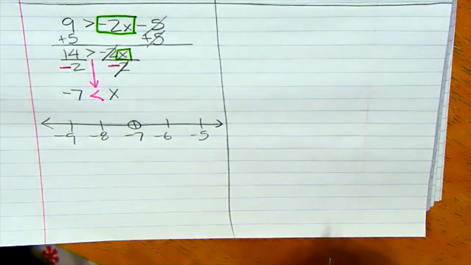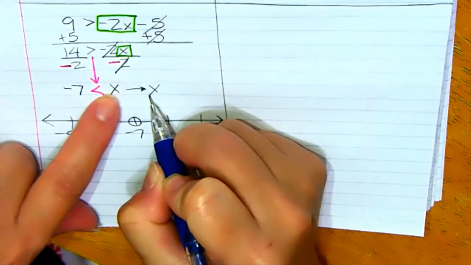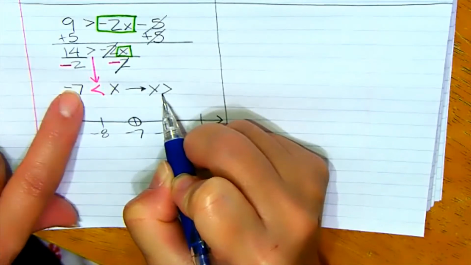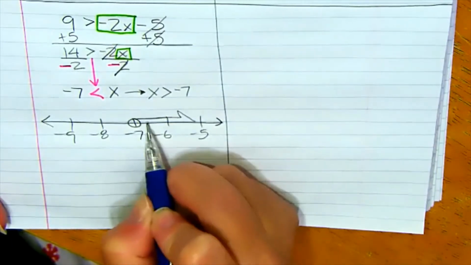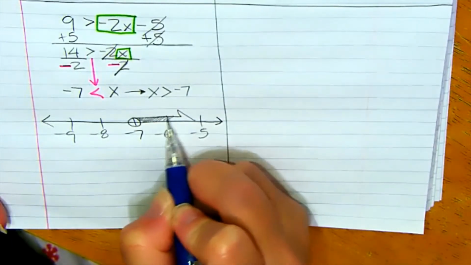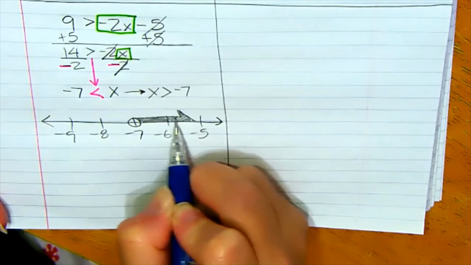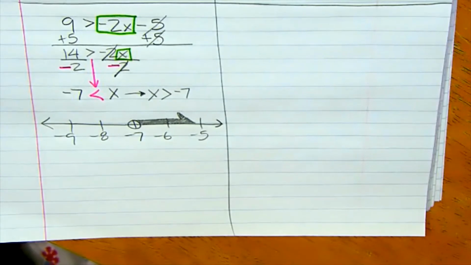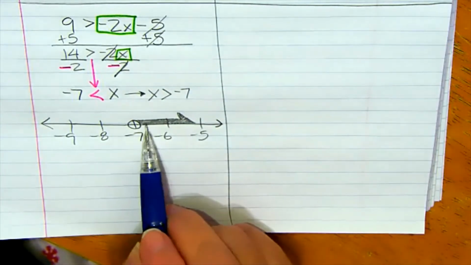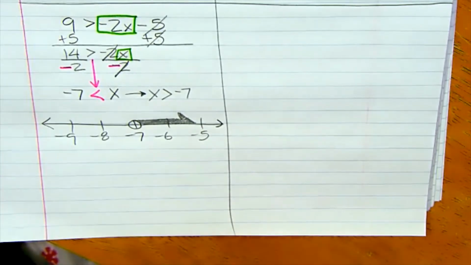Now I need to read my inequality starting with the variable. So x is greater than negative 7. And greater than means to the right. There we go. So this means everything to the right of negative 7 is a solution for this inequality.